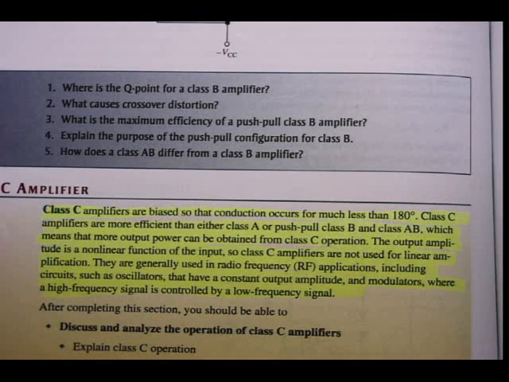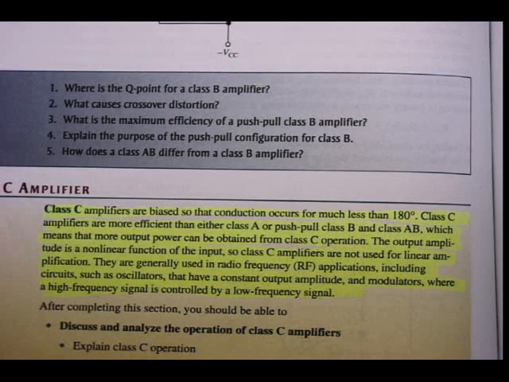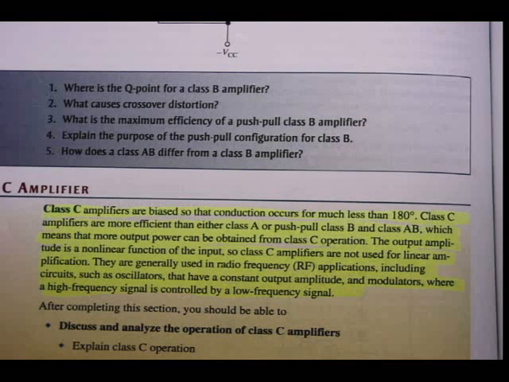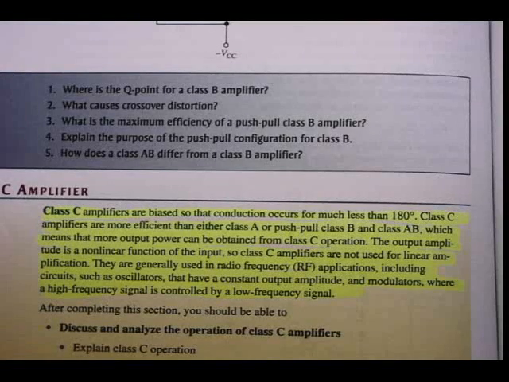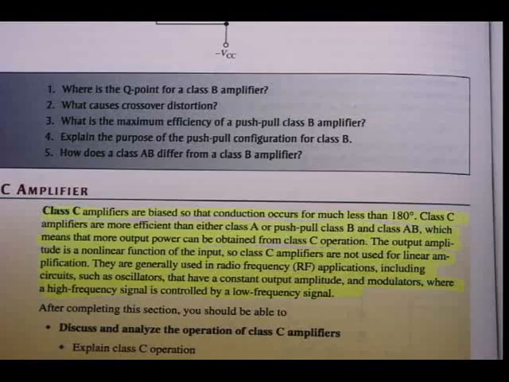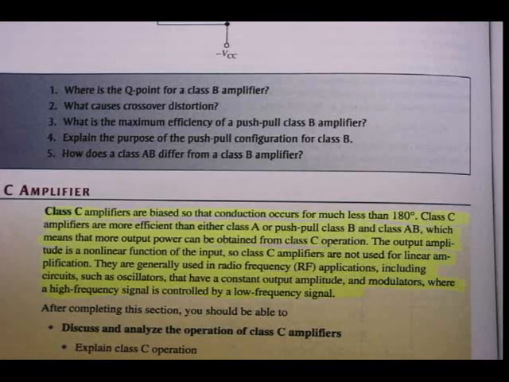Class C amplifiers are more efficient than either class A or a push-pull class B and class AB, which means that more output power can be obtained from class C operation. The output amplitude is a nonlinear function of the input. So class C amplifiers are not used for linear amplification. They are generally used in radio frequency applications, including circuits such as oscillators that have a constant output amplitude and modulators where a high frequency signal is controlled by a low frequency signal.